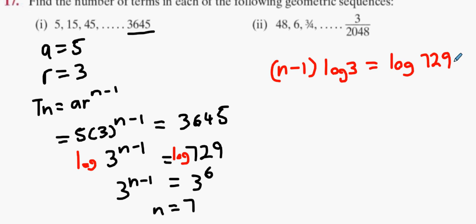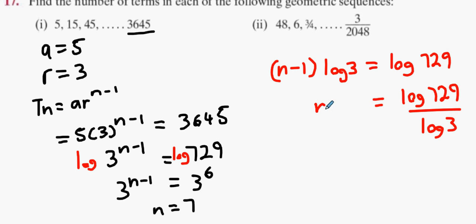And then what do we do next? Anybody? Log 729 divided by log 3. And what do you get for that? You'll get 6. And n minus 1 is 6, and n equals 7. Is that okay? Who did it this way? And who did it that way? Ouch. It's great you can do it though. But there was a shortcut on, wasn't there?